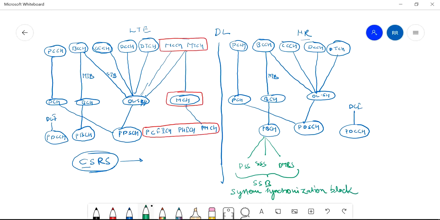That is called, in NR, the system synchronization block. It is the same information as in the MIB, but DMRS is not there. This one part is not there. It is the difference here, DMRS. So what more differences do we have?